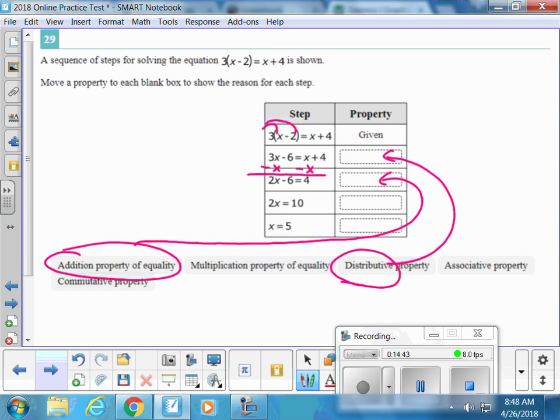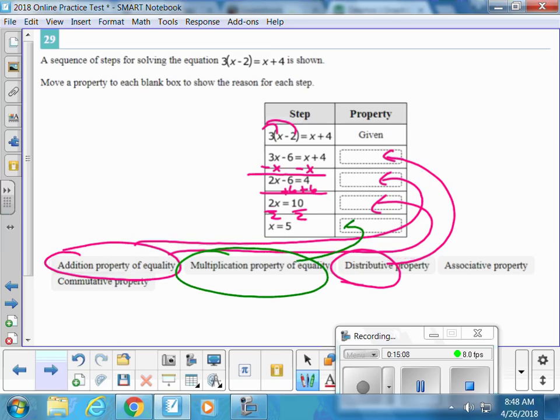To get to the next step, they added a 6 to the other side. So yet again, another addition property of equality for the third box. And then to get from 2x equals 10 to the final answer, they divide by 2. Same deal, there's not a division property of equality, but dividing by 2 and multiplying by 1/2 is the same exact thing. So the very last property is the multiplication property of equality. Just to run down the list: distributive first, then two addition properties, and then the multiplication property.